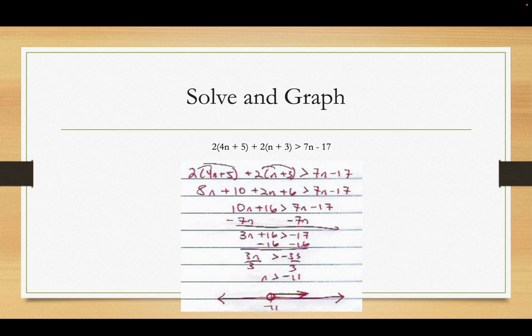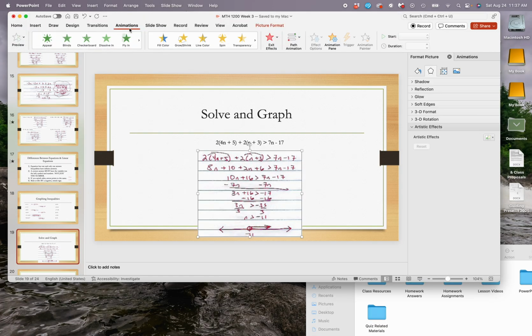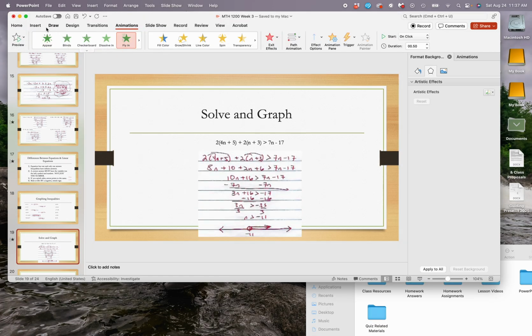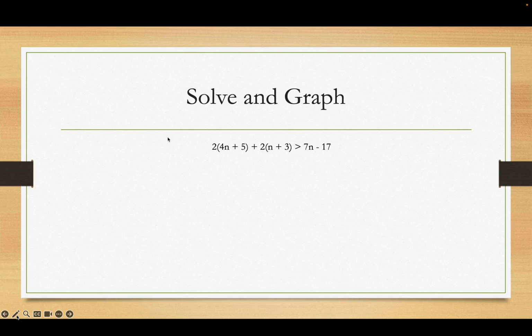Now, solving and graphing. All right, so 2 times 4n plus 5 plus 2 times n plus 3 is greater than 7n minus 17. And what I'm going to do very quickly is hide this. I'm going to have it fly in. Let's have you solve this problem. Go ahead. Solve and graph. Graph it on a number line.